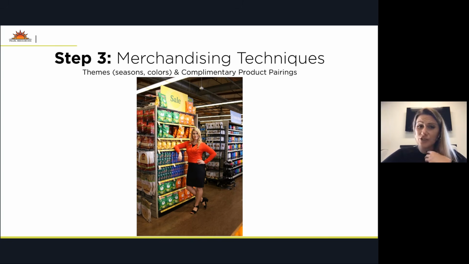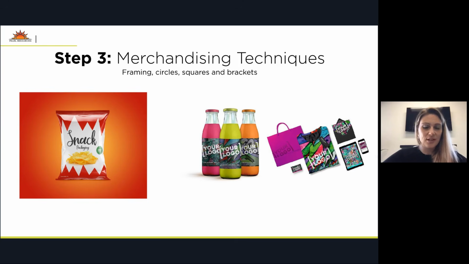So a good sales pitch should explain how they can use your product during different seasons, how they might be able to pair products with complementary products that are either competitors or ones that aren't even in your category, but that really would belong well together. And this one is an example of, this is me at Whole Foods. You can see that they did chips and soda.